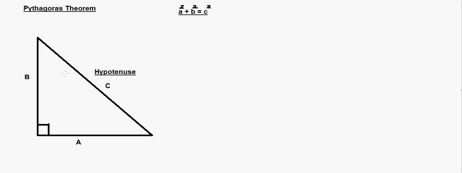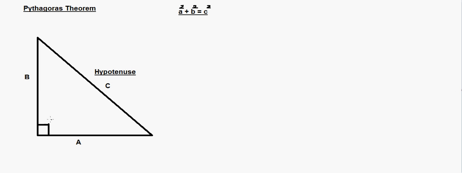Now, this is only for right-angled triangles. And directly opposite the right angle is the longest side of the triangle, and we call this the hypotenuse. Okay, this is ancient Greek for the word stretched. So this longest side is the hypotenuse. So this is always c. The hypotenuse is always c.